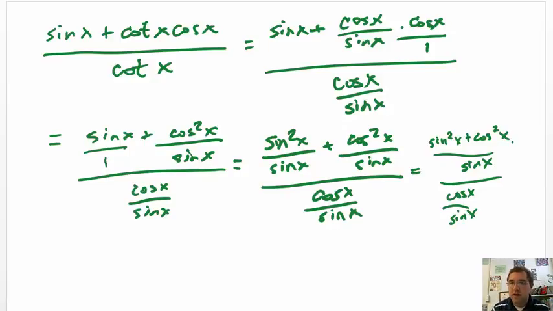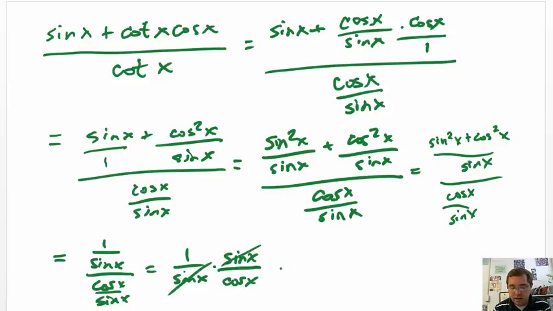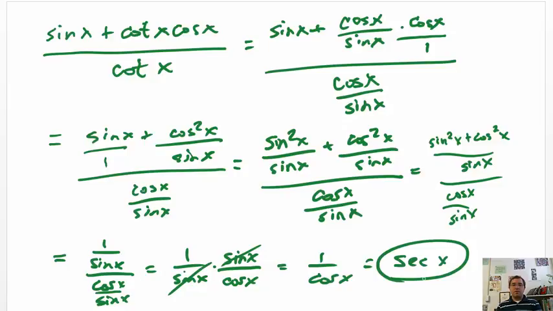Well, what is sine squared x plus cosine squared x? According to the fundamental trig identities, it is 1. So I have 1 over sine of x over cosine of x over sine of x. But dividing by that fraction on the bottom is the same as multiplying by its reciprocal, so multiplying by sine of x over cosine of x. That means there's a sine of x on the top and on the bottom. I cancel them out. I get 1 over the cosine of x, which is, of course, the secant of x. Pretty cool.